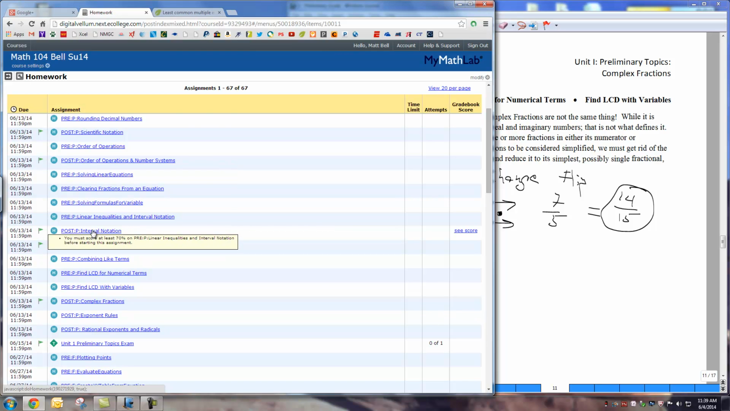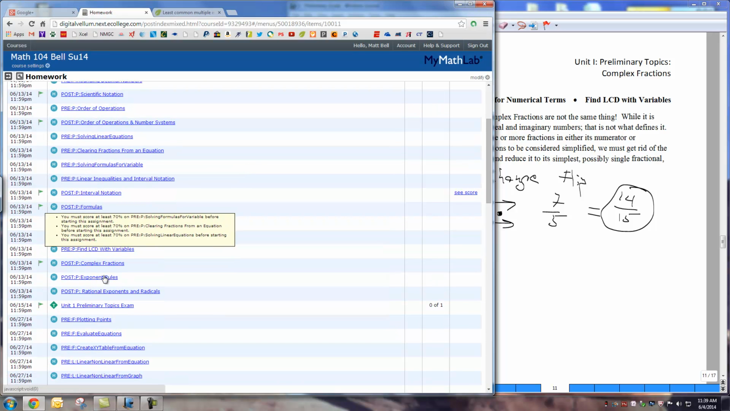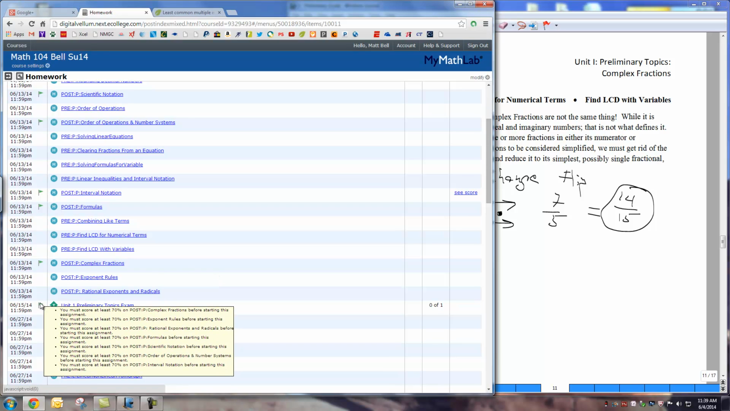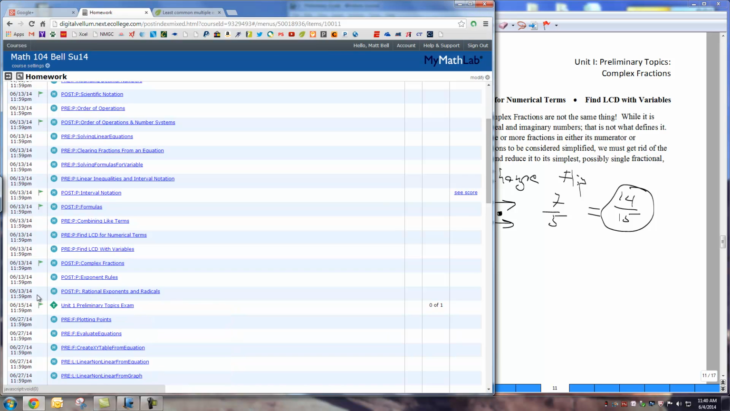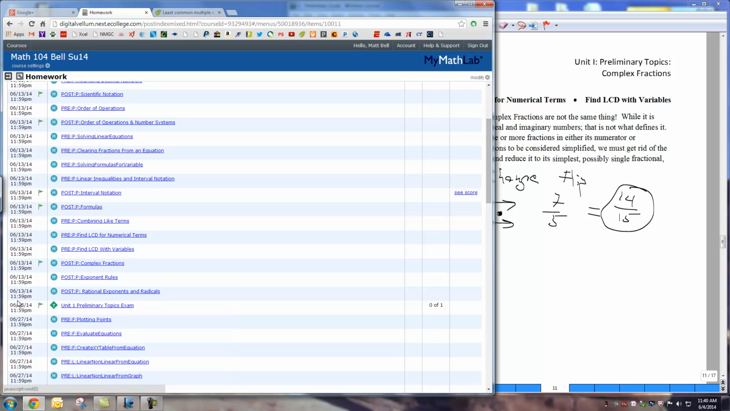So before you can do the interval notation assignment, you have to do these 4 pre-class assignments. Same with the formulas. All the way down to your Unit 1 test, I have every post-class assignment listed as a prereq. So you have to have every assignment done with a 70 before you can take the test. But it's available now. So if you get everything done today, you could take the test tomorrow. But notice it's not due until 6:15 at midnight.